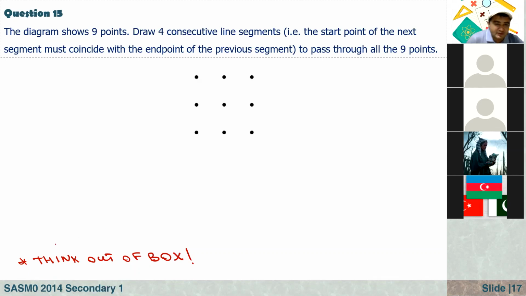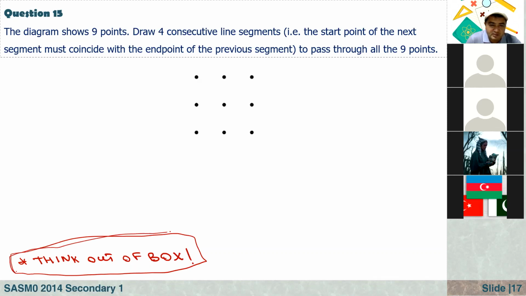Anyway, guys, a lot of speakers and motivators who give motivation speeches about thinking out of the box usually use this 9-dot problem to explain it. Because if you do not get out of this box of 9 dots, you cannot actually draw these lines. It says draw 4 consecutive line segments, where the start point of the next segment must coincide with the end point of the previous line segment, to pass through all the 9 points.